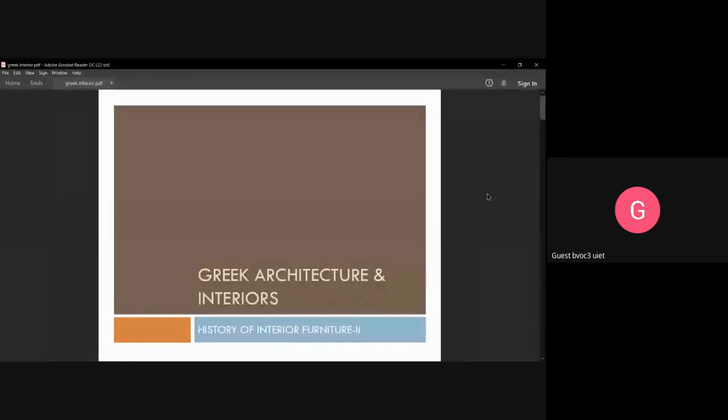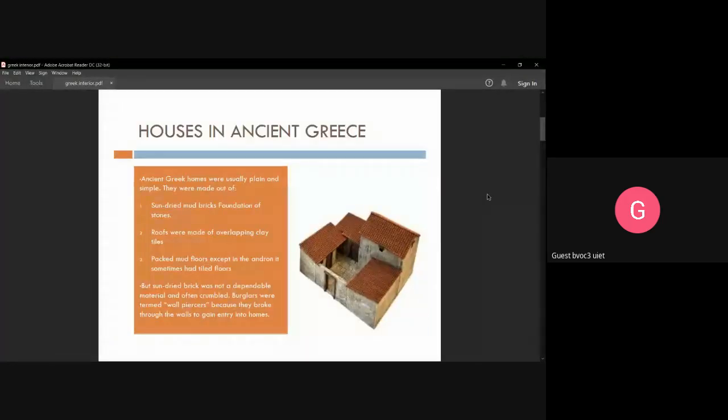Okay, so basically, ancient Greek homes were plain and simple and they were made out of sun-dried mud bricks with a foundation of stones. I want you people to write it down as well. So the houses were made of sun-dried mud bricks and the foundation was made of stones.